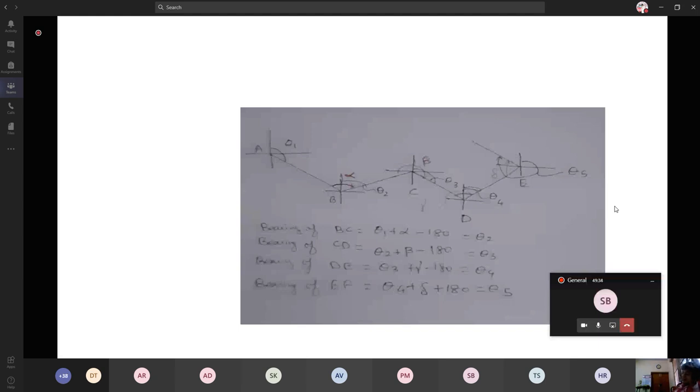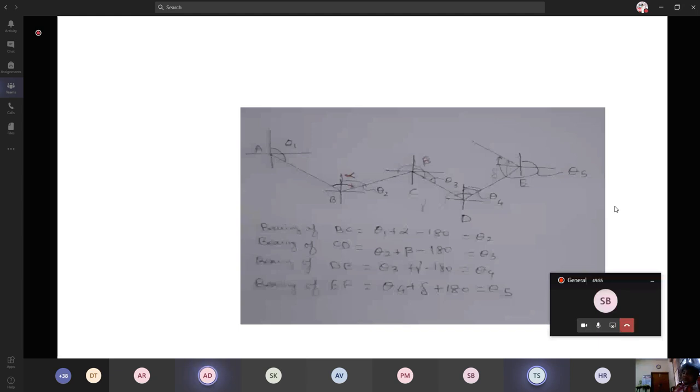Okay? Do you get the point? If it is more than 180, you have to subtract 180. If it is less than 180, you have to add 180. Simple. That's the rule. Is it okay?